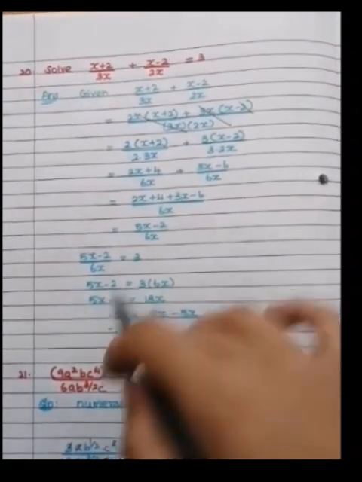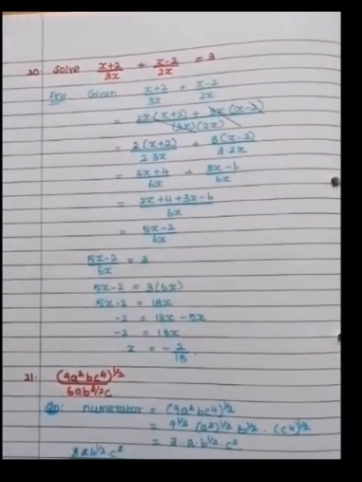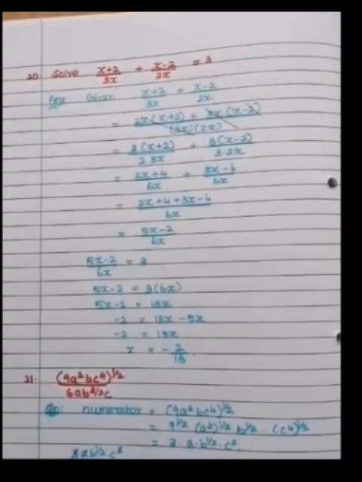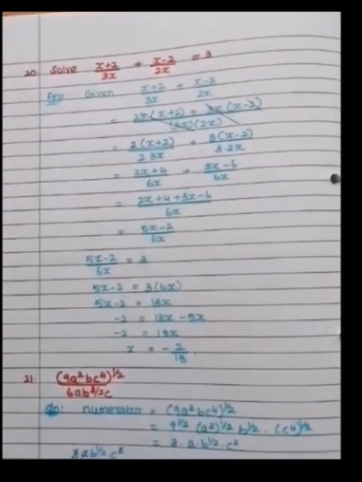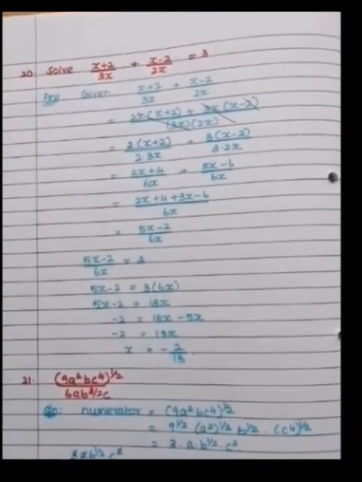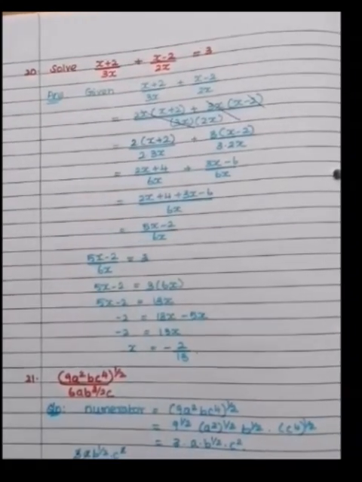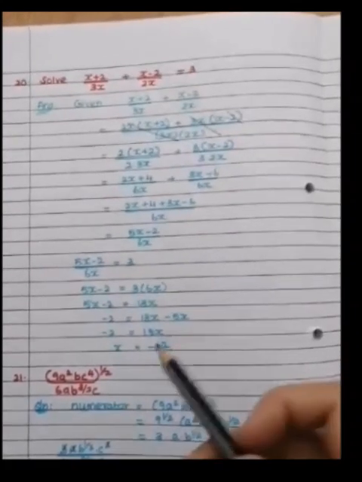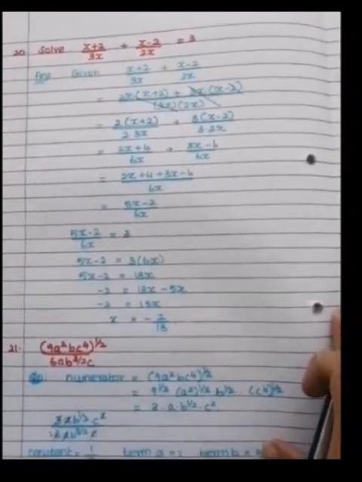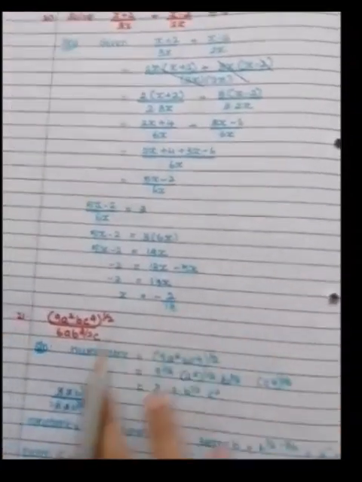Taking the constant aside and taking the value of x to the right hand side, we get 18x minus 5x. So minus 2 is equal to 13x. X is equal to minus 2 divided by 13. This is the value of x. We have to find that. Okay, next question.